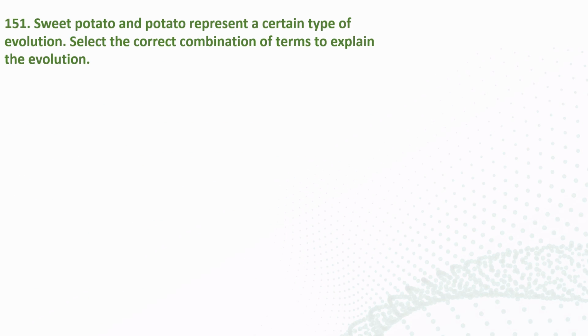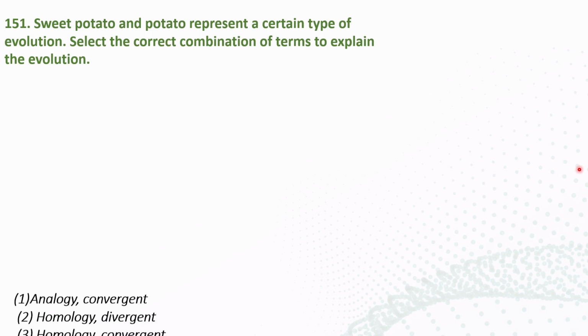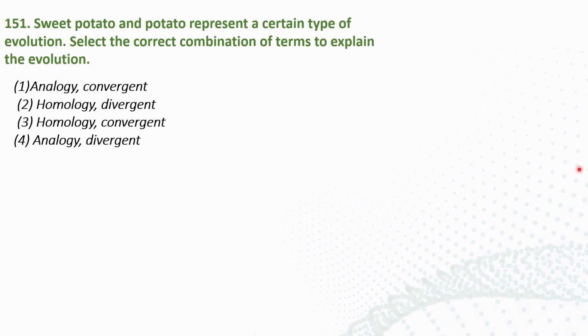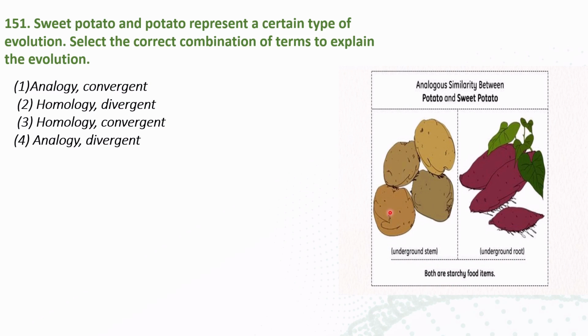The first question, question 151, came from the evolution topic. Here they are asking about the sweet potato and potato representing a certain type of evolution. Select the correct combination of terms to explain the evolution. So they are asking about the evolution type of the sweet potato and potato and how they evolved. If we see the picture here, the potato and sweet potato are both tubers, and both store food in the form of starch. Normally they appear the same and their function is the same, but they have originated differently.